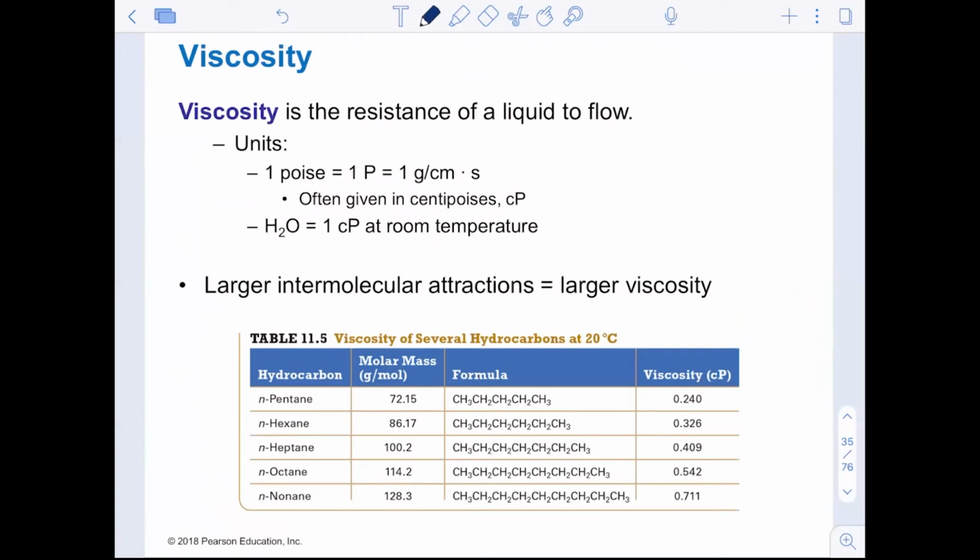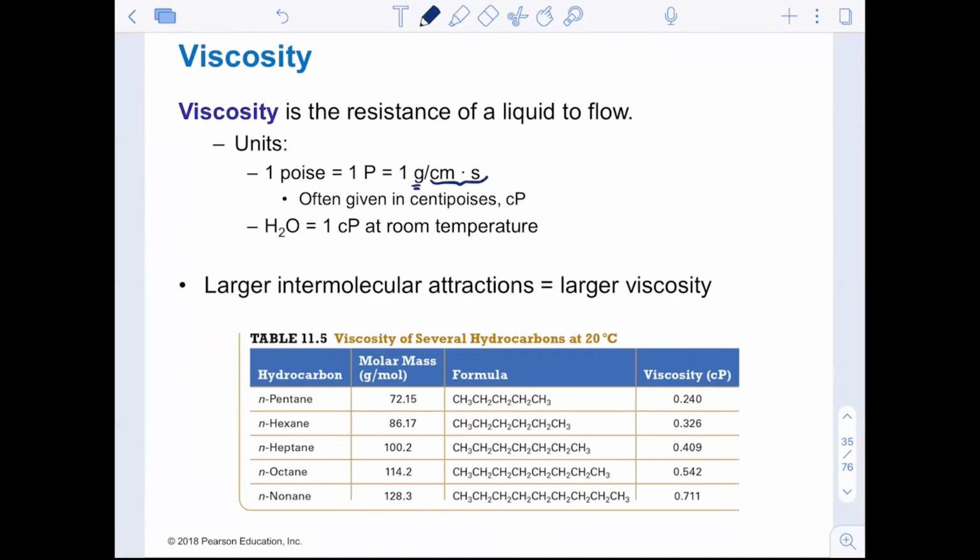Viscosity. Viscosity is the resistance of a liquid to flow. So it is in units of a poise. 1 P is 1 gram per centimeter second, right? Notice that it's an amount per distance and unit of time, all right? Often given in centipoises, cP. So water at room temperature has a viscosity of 1 centipoise. The larger, again, intermolecular forces of attraction, the larger the viscosity, the harder it is for the liquid to flow, the more resistance it has.